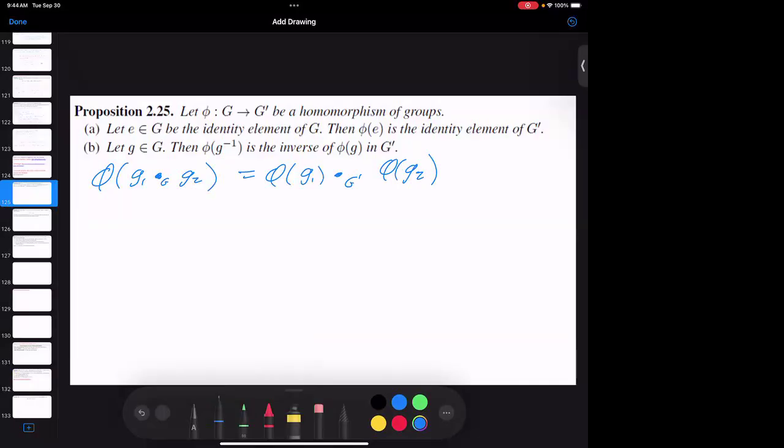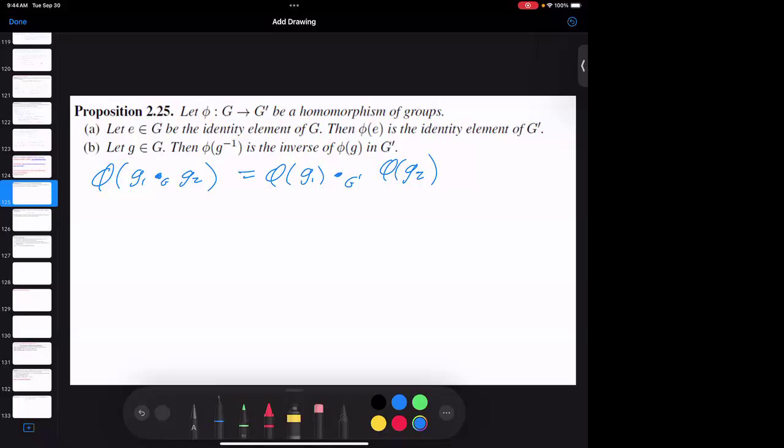So things are as nice as possible. It doesn't matter which order you do things. I can combine G1 and G2 and then apply phi, or I can apply phi and then combine the result. So it's really nice when the order doesn't matter. So last time we showed that the identity element is unique. And then what we want to do today is show that if G is some element, the inverse of G under phi is exactly what you would expect. It's phi of G inverse.